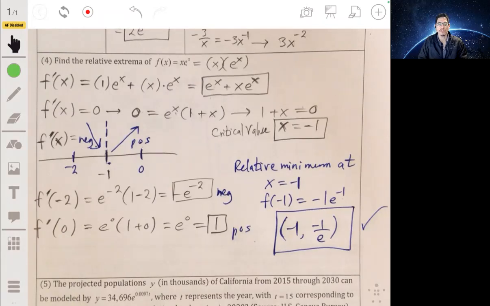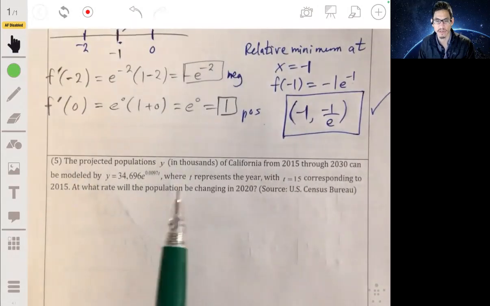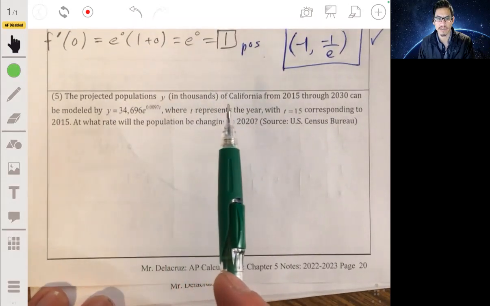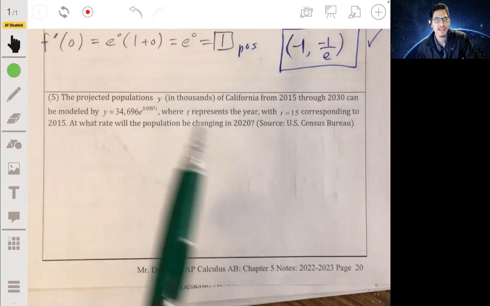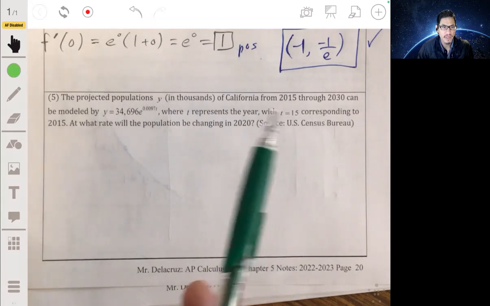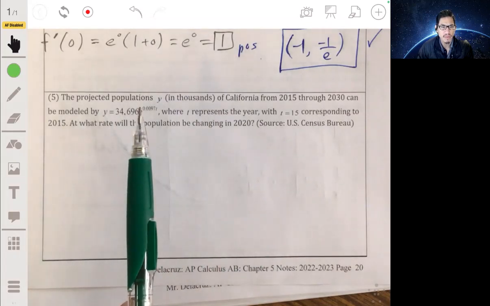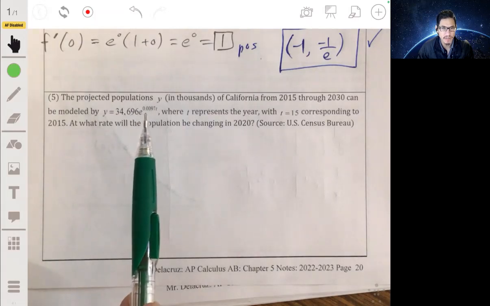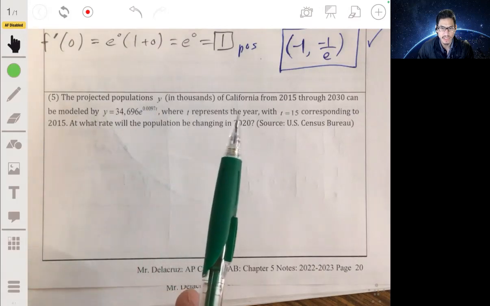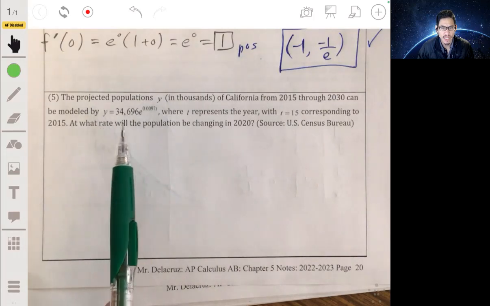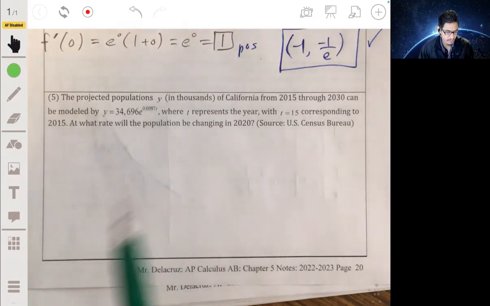All right, let's go over one more application so we can see how we can interpret this in a real life scenario. So here we have the projected population, y in thousands, of California from 2015 to 2030. And the population can be modeled by this equation, y equals 34,696 times e to the 0.0097t, where t represents the year and t equals 15 corresponds to 2015. So at what rate will the population be changing in 2020?